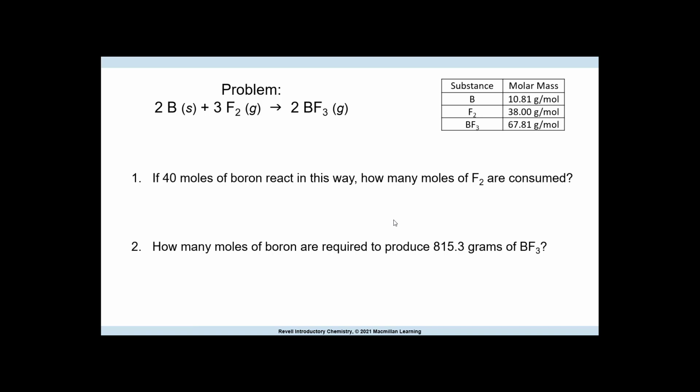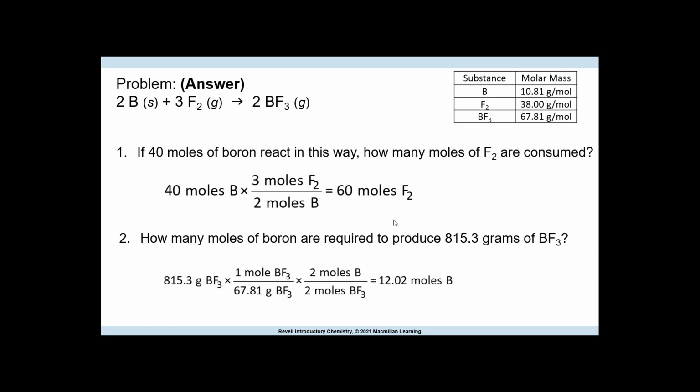Okay, so we have a problem here. If 40 moles of boron react in this way, how many moles of fluorine are consumed? How many moles of boron are required to produce 850.3 grams of boron trifluoride? So let's take a look here. If we have 40 moles of boron and it wants to know how many moles of fluorine are consumed, we have 2 moles of boron underneath, 3 moles of fluorine on top, and 60 moles of fluorine are consumed.